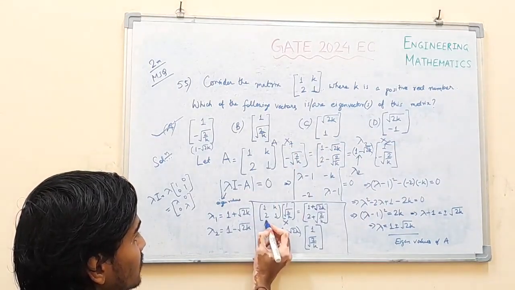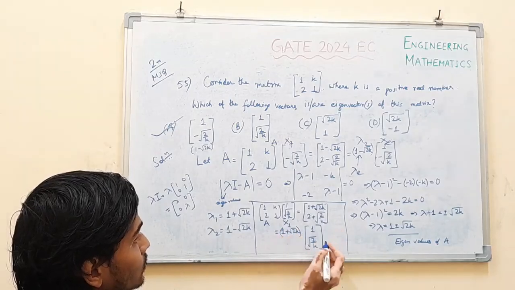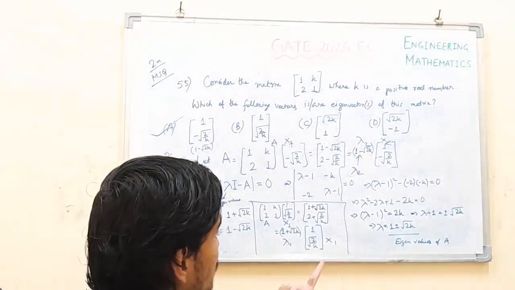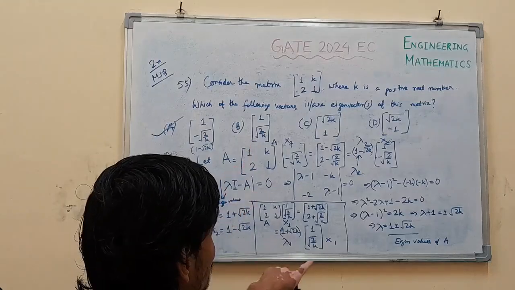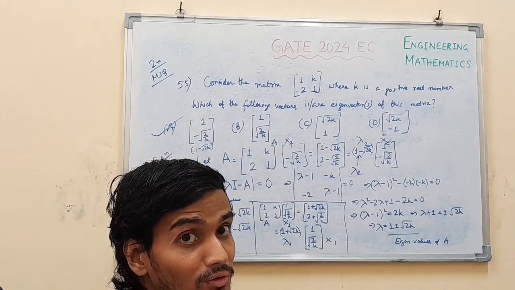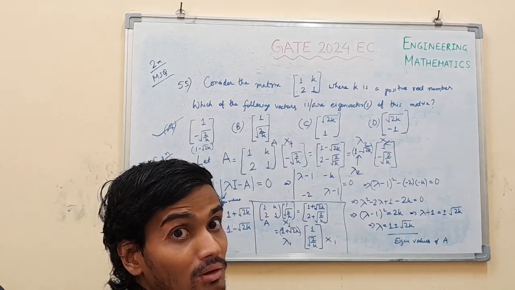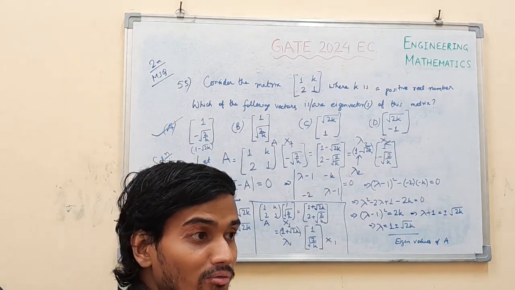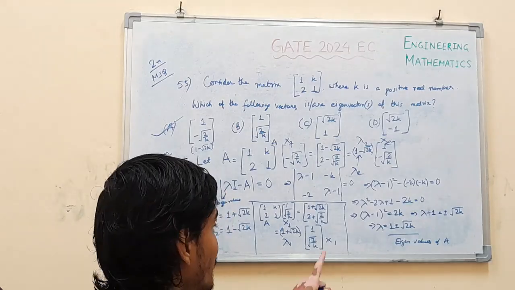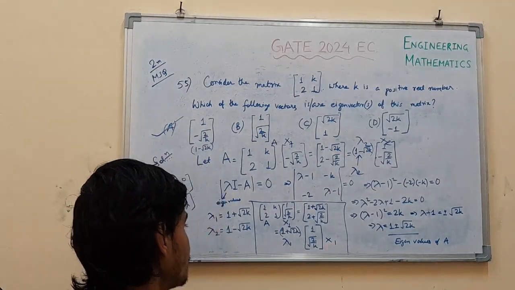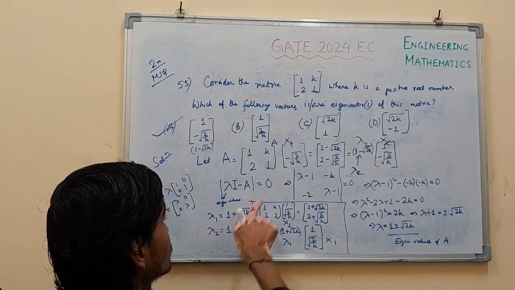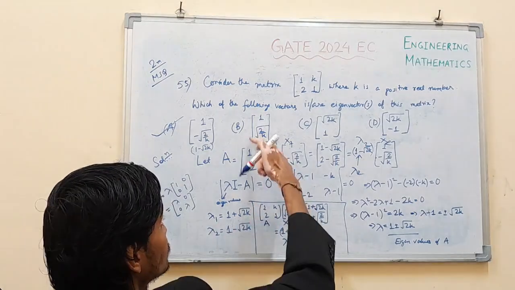Now what we get? A into x1 equal to lambda 1 into x1. Lambda 1 is 1 plus root 2k. x1 is 1, root 2 by k. So A into x1 equal to lambda 1 into x1, which is of the form Ax equal to lambda x, corresponding to eigenvalue lambda 1. x1 is the eigenvector. So the eigenvector corresponding to lambda 1 equal to 1 plus root 2k is 1, root 2 by k, which is option B.